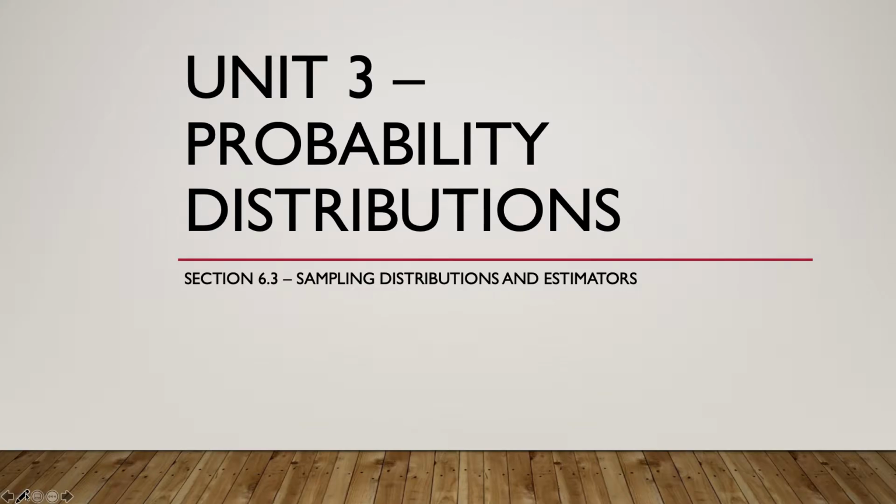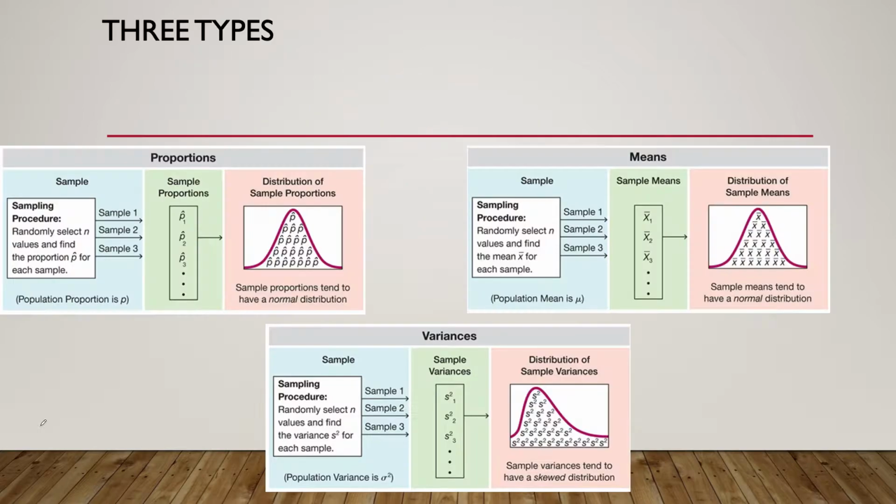Part 3 is on sampling distributions and estimators. And there are three types of estimators, right? We have proportions, means, and variances. For the proportions, the sample proportion, p hat, estimates the population proportion, p. Right, so we have our sampling procedure.